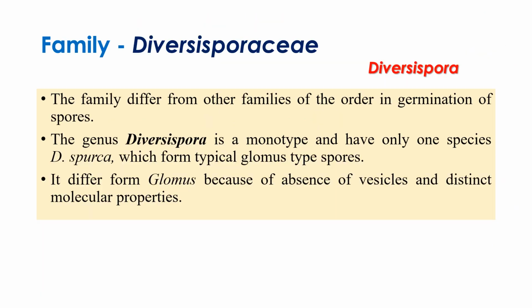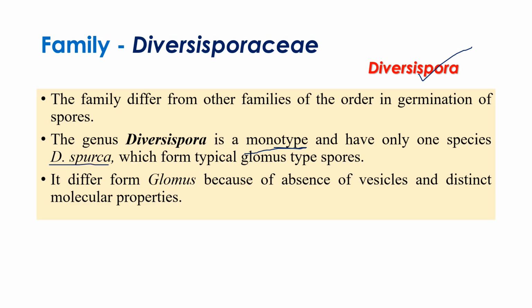Coming to the next family, Diversisporaceae, one important genus is there, Diversispora. This family generally differs from other families in terms of germination of spores. Diversispora is monotypic, which means a single type. Only one species is present, Diversispora spurca, which produces Glomus-type spores.